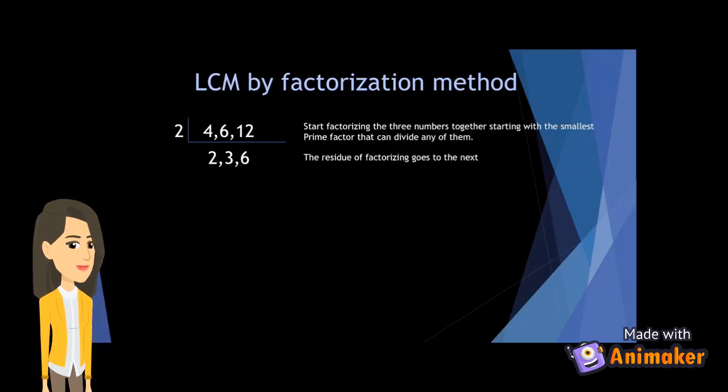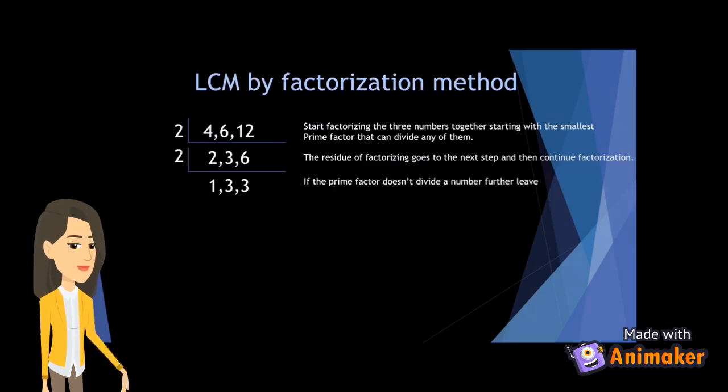The residue of factorizing goes to the next step like we see, and then we continue the factorization. Again with 2. But this time, the numbers 2 and 6 will be divisible by 2, but 3 won't be. And so this is the result of this step: 1, 3, 3, respectively. If the prime factor doesn't divide a number further, leave it as it is. Like 3 in this step is not divisible by 2, hence 3 stays.